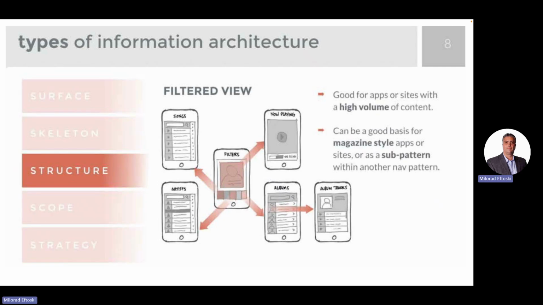Good for apps or sites with a high volume of contents. Right, online marketplaces, exactly. Like Amazon even. How are you going to find anything? You can't just look at a million products. It's better if you type what you're looking for and then it'll display that category. So if you have a lot of information, you have to consider putting in filters and databases, basically.